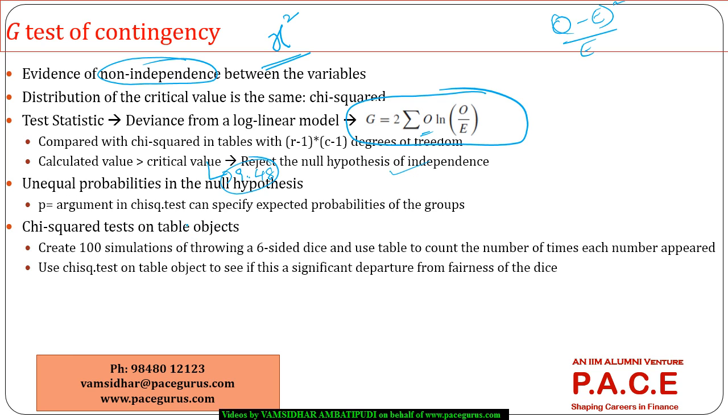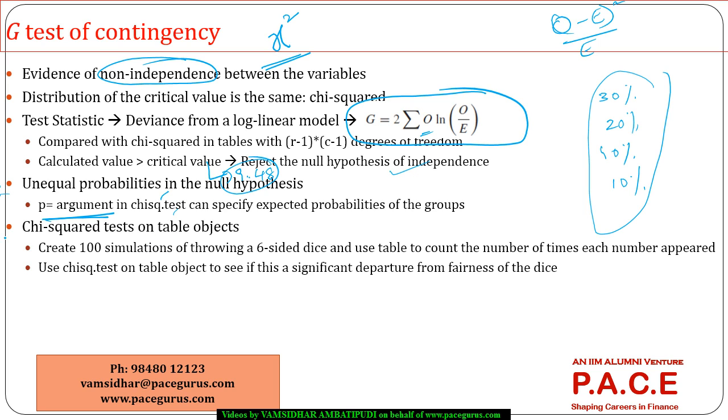And in some cases, instead of taking uniform probability across the groups, I can also look at different probabilities across different groups by specifying p equal to, let's say, if I want the first group containing 30% of the observations, second group 20, third group 40, and fourth group having 10, I can specify what kind of proportions I want across the different groups, and based on that also I can compute the chi-squared value and perform a chi-squared test.